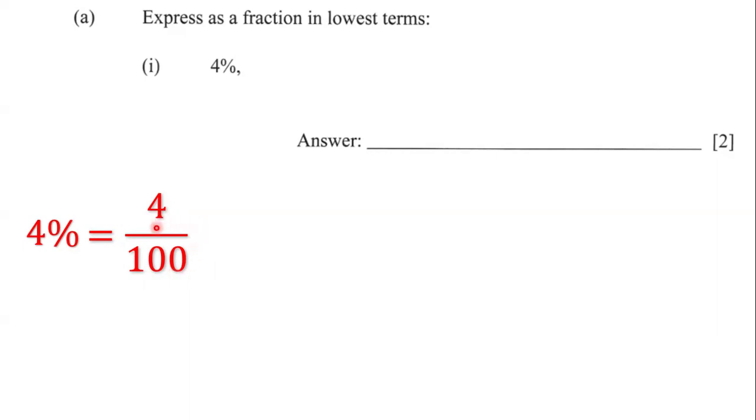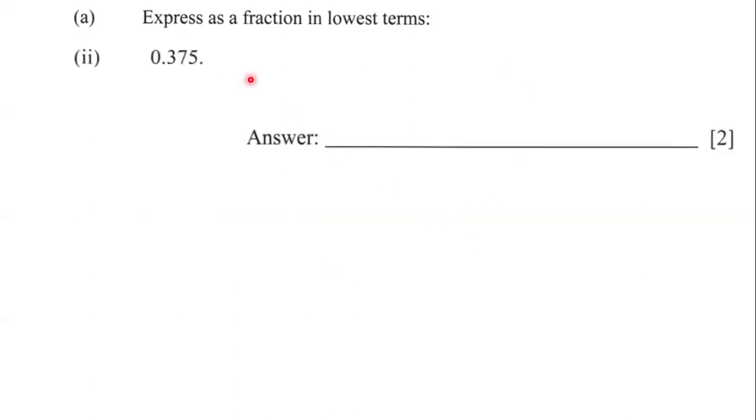But this is not in simplest form. We have to reduce this further, and we're going to use 4 because 4 goes into 4 and 4 goes into 100. And so 4 divided by 4 is definitely 1, and 100 divided by 4 is definitely 25. And so that means our answer here is 1 over 25.